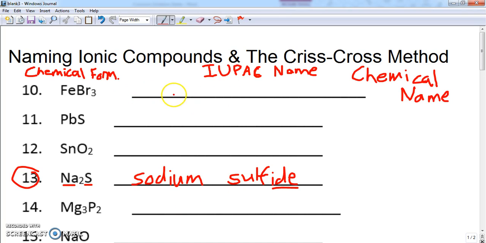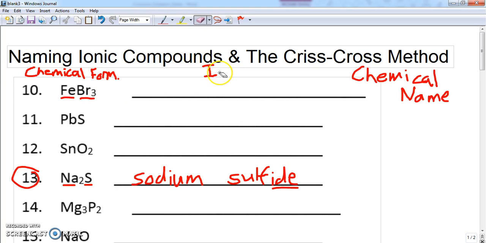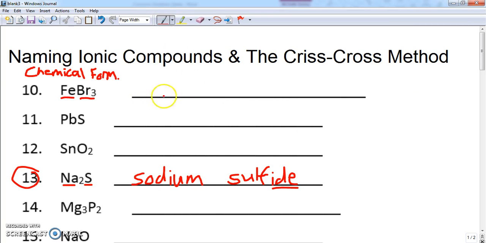So let's go back to over here. Let's go to number 10. We have iron, Fe, and bromine. We have 3 bromine molecules. I'm going to erase this junk right here because it is a little crowded. We have iron, which is our metal, so it's our boy. We're good chemists, and we know that iron is Fe. And we have bromine, which will change its name to bromide.